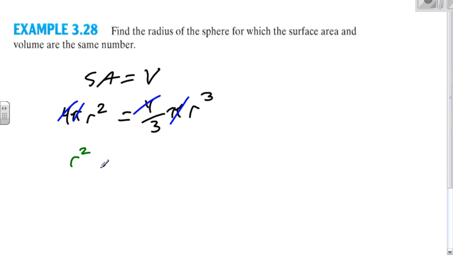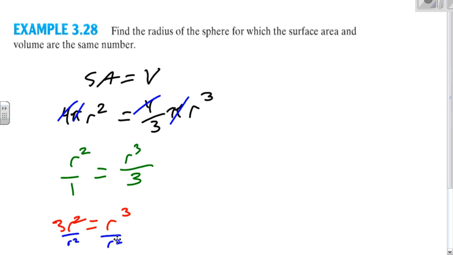So right now we have r squared equals r cubed over 3. We can make that be a proportion and cross multiply to get 3r squared equals r cubed, but we want to get our r's together, so divide by r squared, and we are left with r equals 3. So the radius must be 3 for the volume and surface area to be equal.